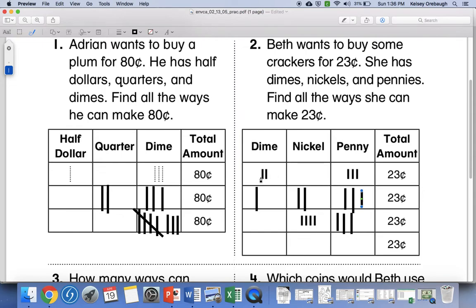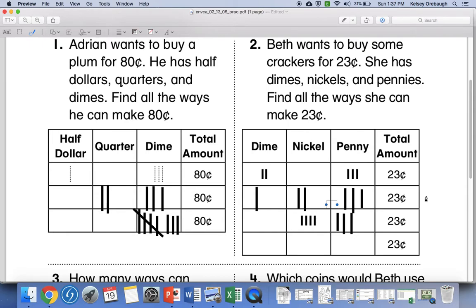So it's always good to think about different ways to use less value coins to make the same amount as a higher value coin. So I looked up at the first option. I saw that I used 2 dimes and 3 pennies. This time I want to use 1 dime, and I thought about, how can I use nickels to make the same amount as this other dime? 2 nickels equals 1 dime. And then I finished it off by adding my 3 pennies to make 3 cents. 10 plus 10 is 20, plus 3 is 23.